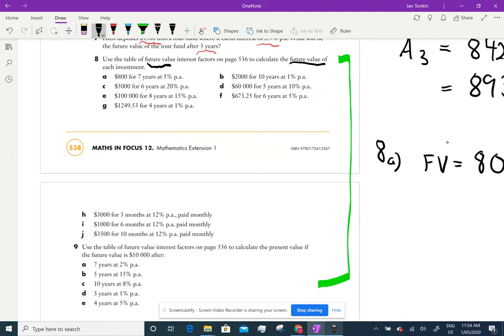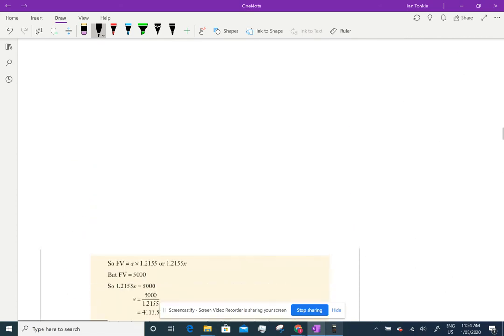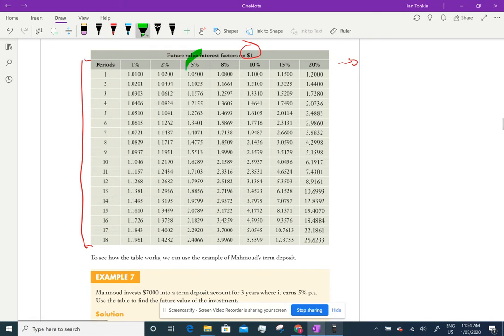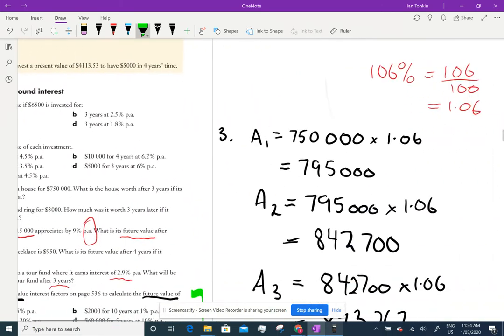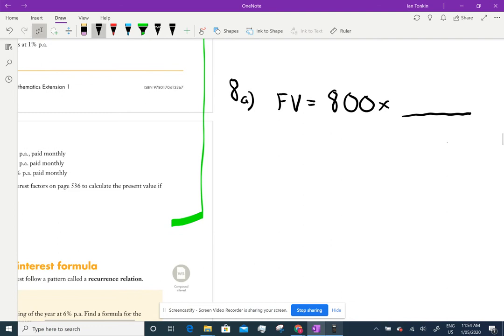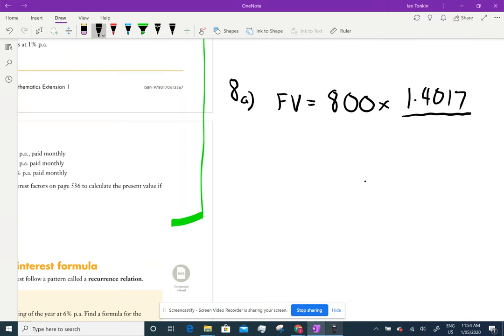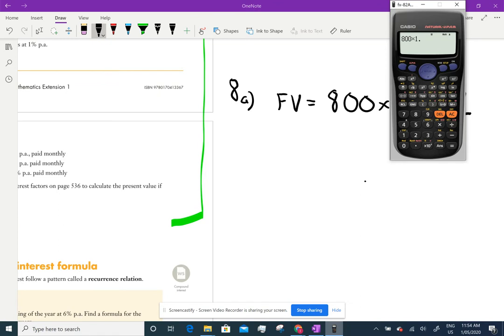So I've got to find 5% per annum, 7 years. So I'm looking at the 5% column, and 7 years: 1.4017. And that's the magic number I need to multiply. Then I get my calculator out, 800 times 1.4017.